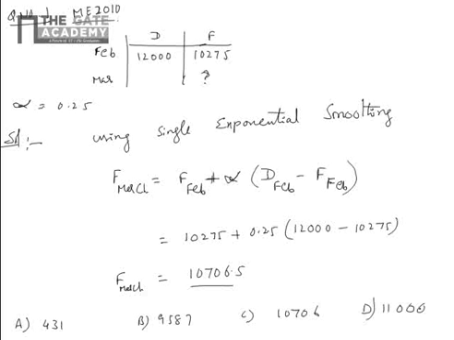Even by looking at the options, we can eliminate the first option, which is unusual, and out of the three which are near 10,000, you need to check. So we got 10706, C is the answer.